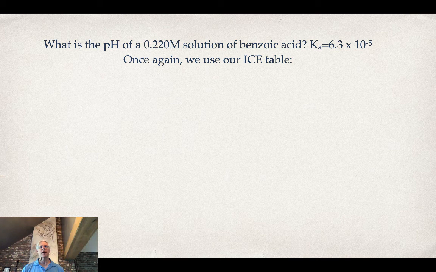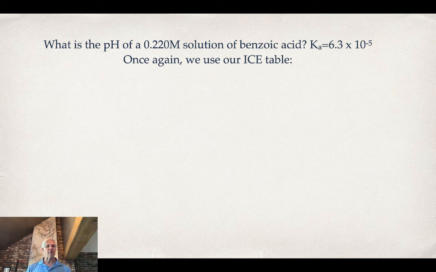So let's say that we've got benzoic acid. Okay, we've got a solution of benzoic acid. It has a concentration of 0.220. We want to know what should the pH be of that solution. Benzoic acid, if we went and looked it up in a table, would have a Ka value of 6.3 times 10 to the minus 5.